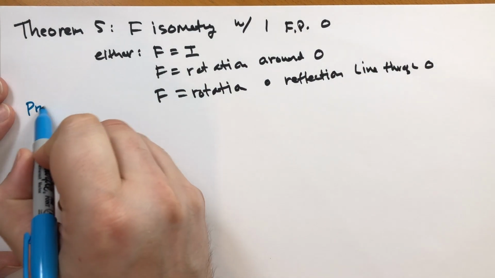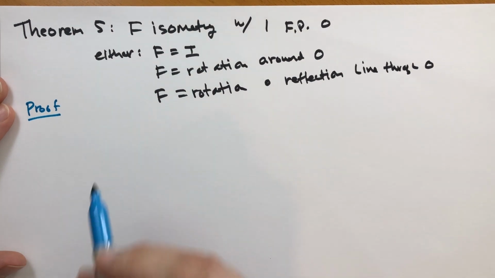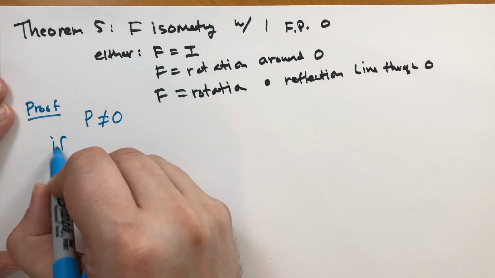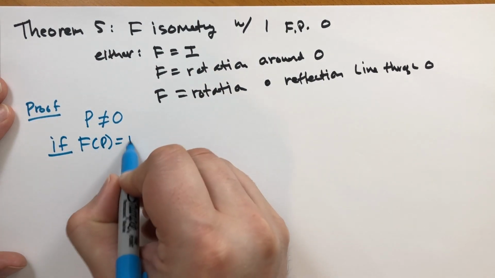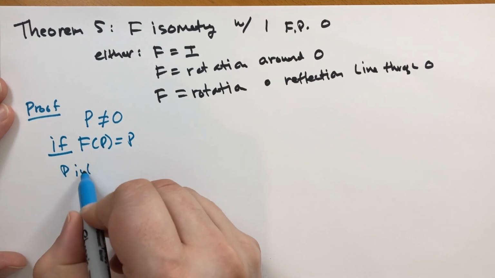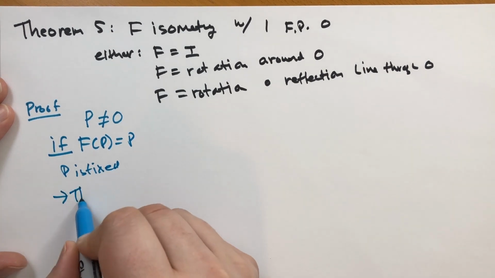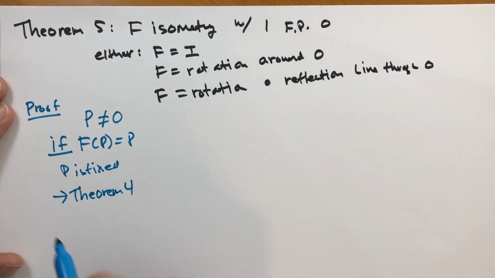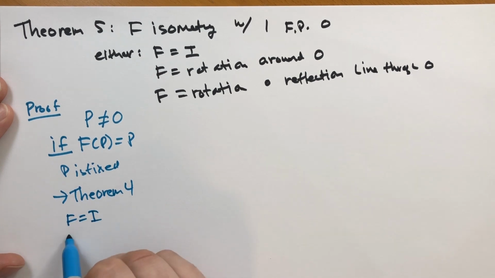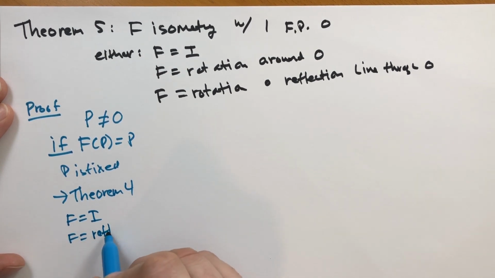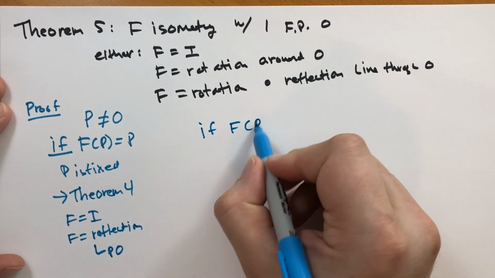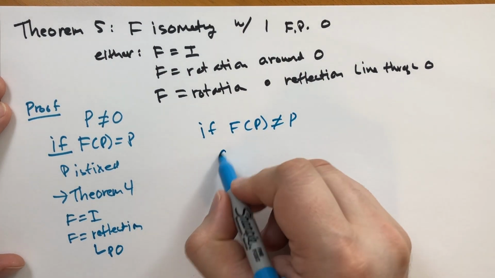So let P be any point not equal to O, any point at all. If F of P is equal to P, then P is fixed, and that leads us to Theorem 4, two fixed points. And what does Theorem 4 say? That means F is I, or F is a reflection through the line PO.